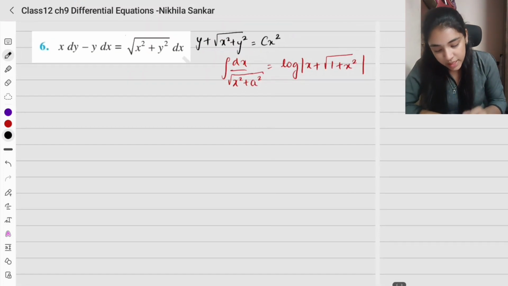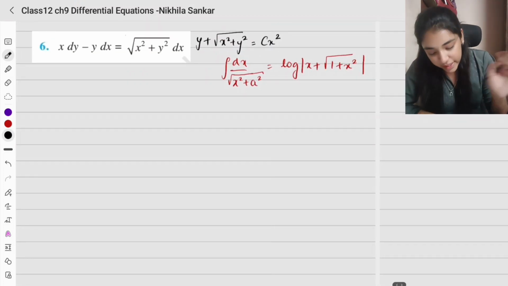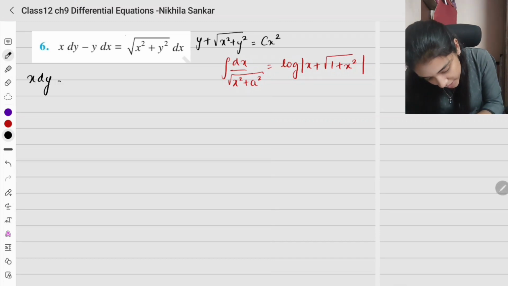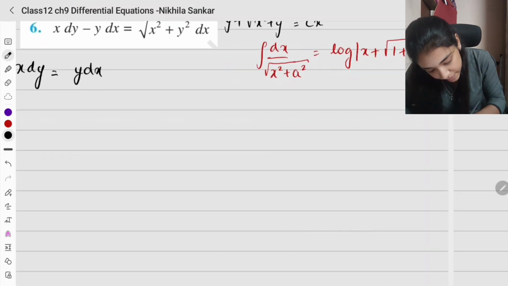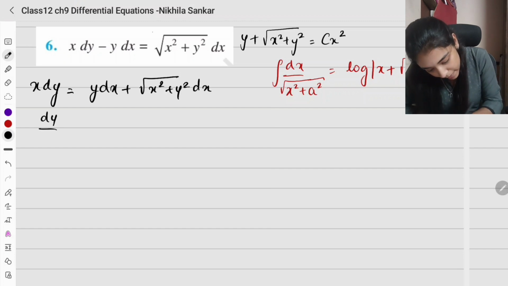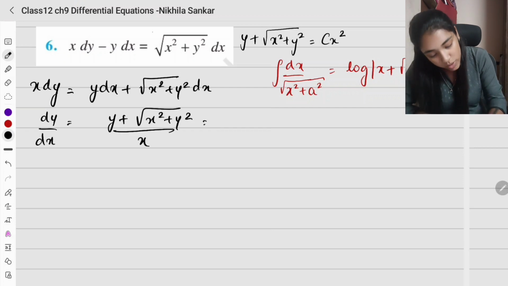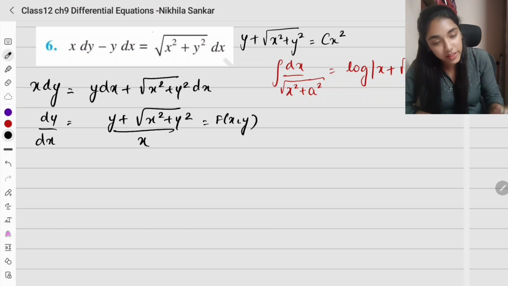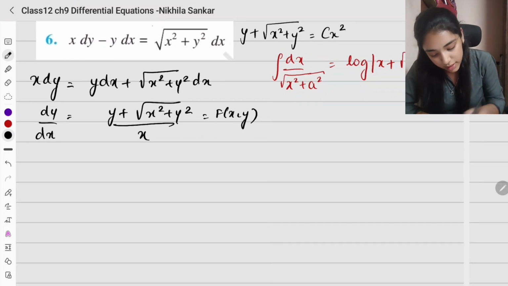Sixth question. அதே மாதிரி dy and dx to one side. Okay, so what am I going to do? X dy equals first dx common எடுத்துக்கலாம். I have y dx plus square root of x square plus y square dx. So இந்த இடத்துல dy by dx common எடுத்தா I'll have y plus square root of x square plus y square the whole divided by x. So this is my f of xy. புரிஞ்சுதா? ஸ்டெப்பா போடுங்க, தப்பு பண்ணாதீங்க.